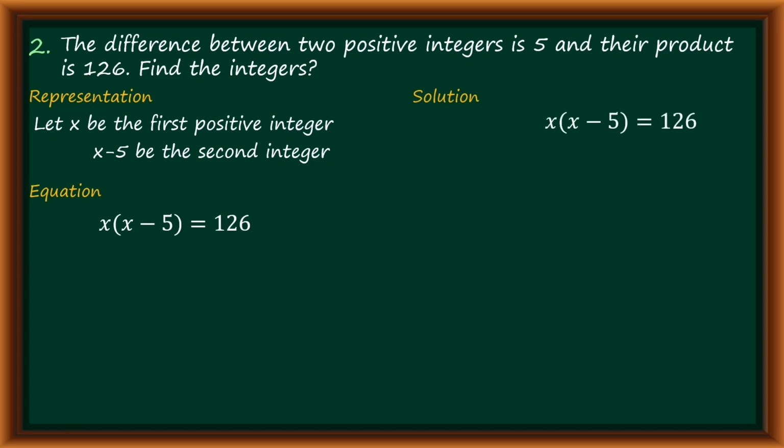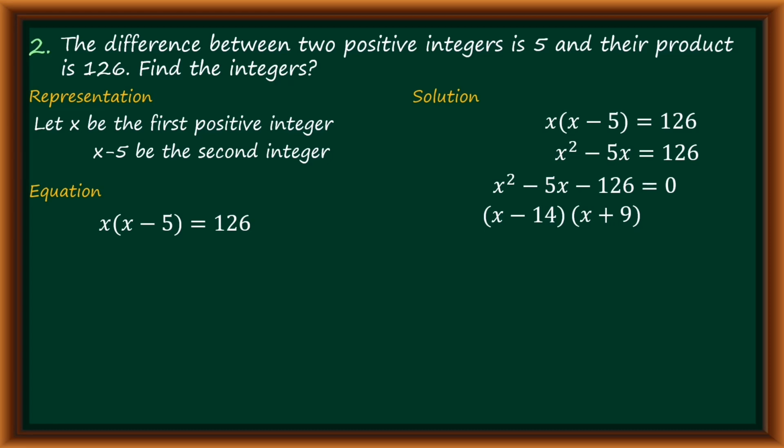Next, we have now the solution. x times the quantity x minus 5 is equal to 126. Let's find the product of the left side. We have x squared minus 5x equal to 126. Let us write this into standard form. We have x squared minus 5x minus 126 is equal to 0. This is also factorable. In factored form, it is written as the quantity x minus 14 times the quantity x plus 9 is equal to 0.